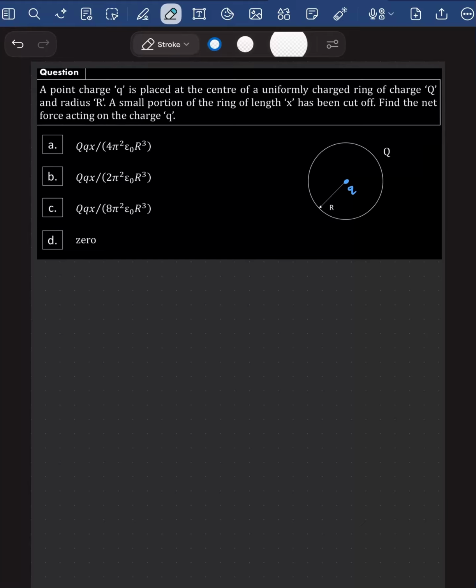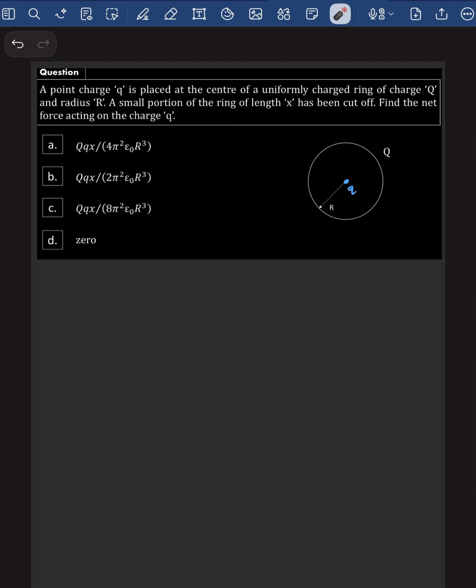Hey guys, so this is one of your homework questions. In this question, you had a point charge Q which was placed at the center of a uniformly charged ring. This is your point charge small q over here, and this is your ring having a charge capital Q and radius r, right? And this charge Q is distributed uniformly over the ring.